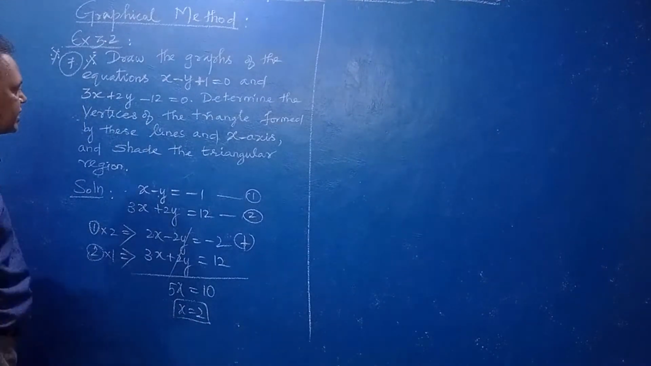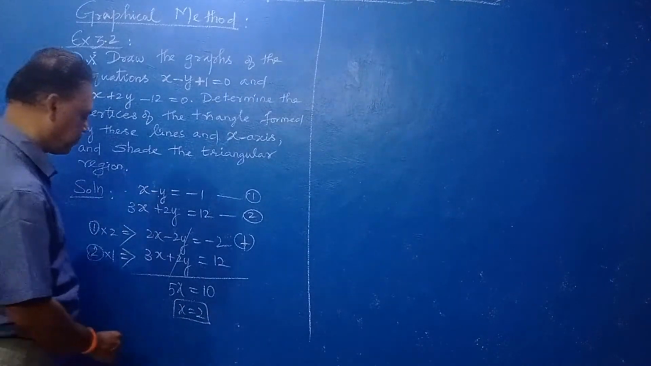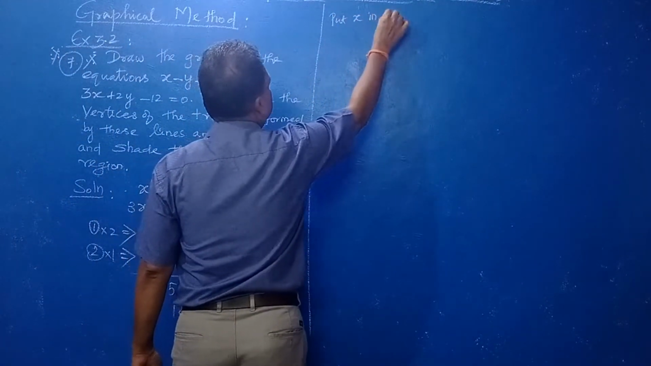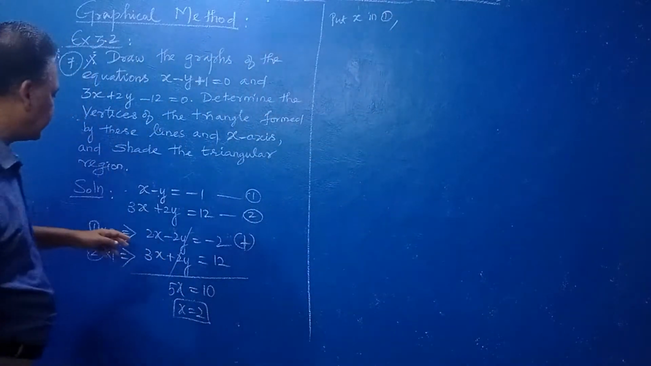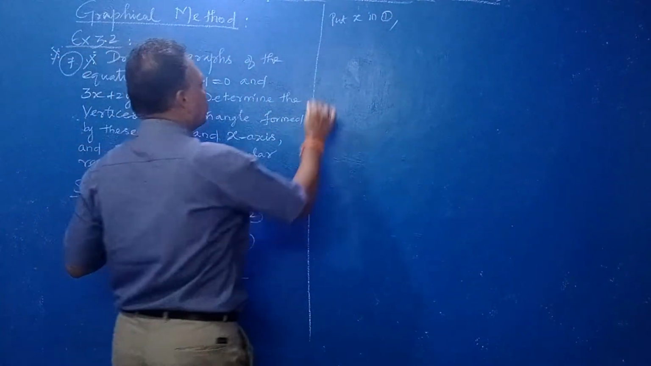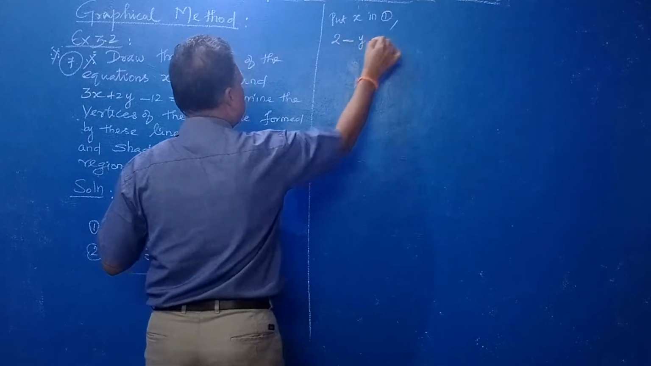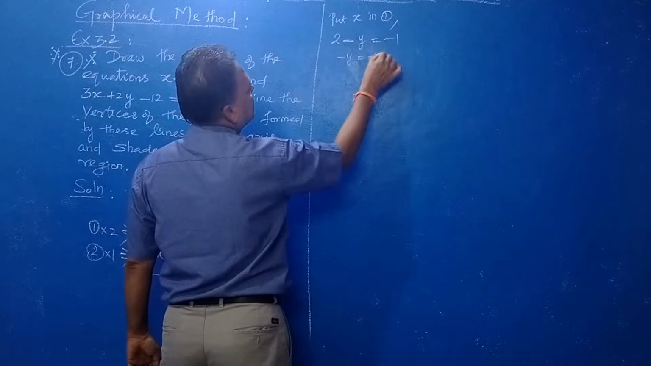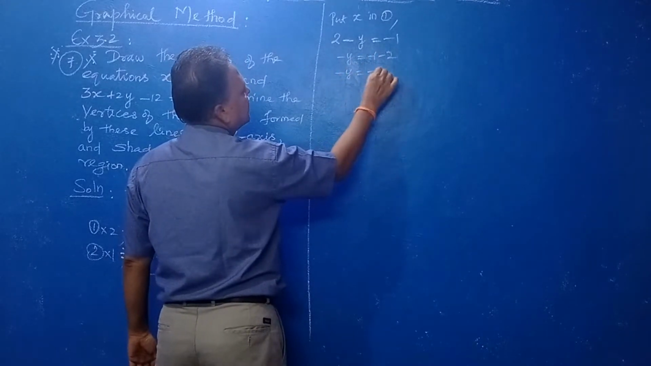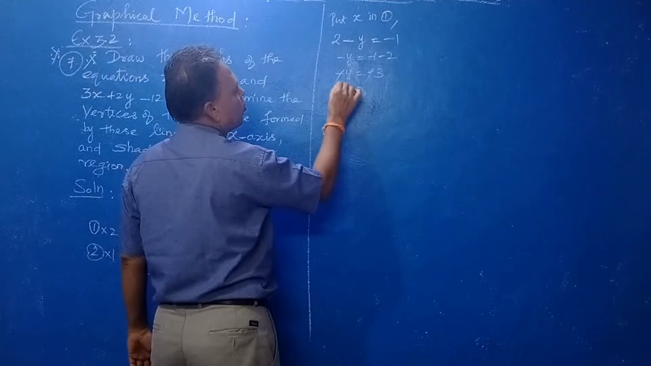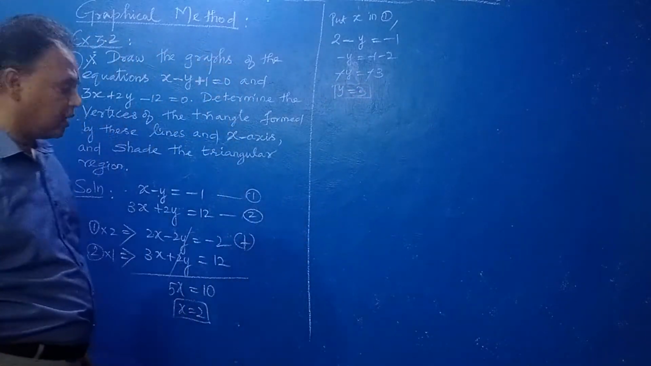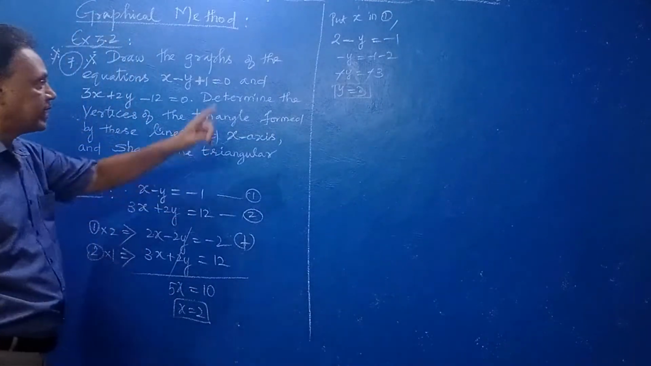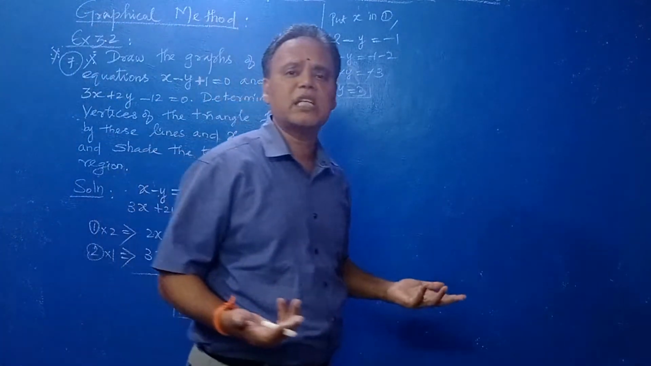Okay. Put this x equals 2 in equation number 1. What will you get? 2 minus y equals minus 1. So minus y equals minus 1 minus 2, so minus y equals minus 3. Minus cancels, meaning y equals 3. So when you put x equals 2, y equals 3, you get one solution common to both equations. Then the other solutions we can find easily.